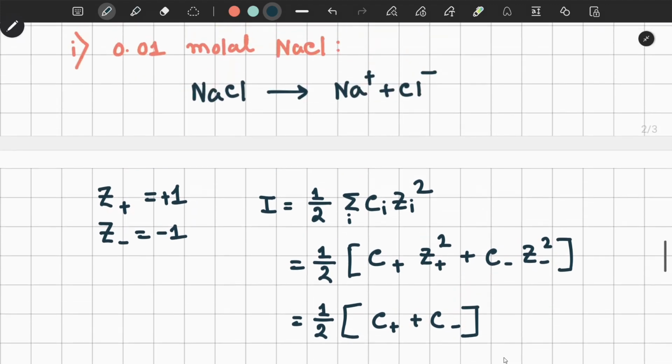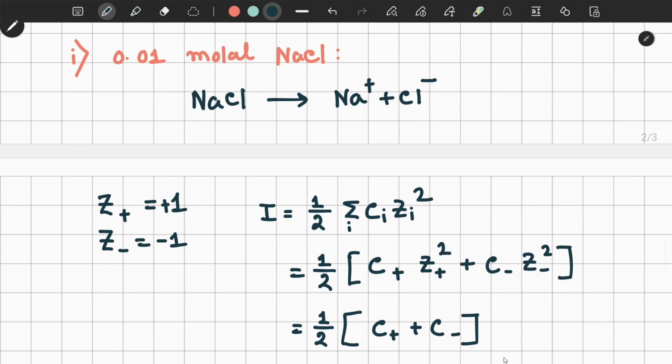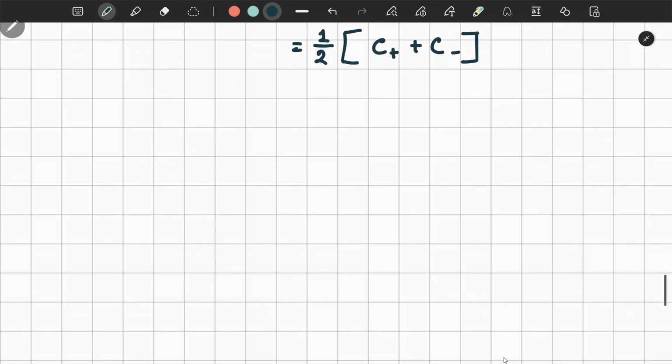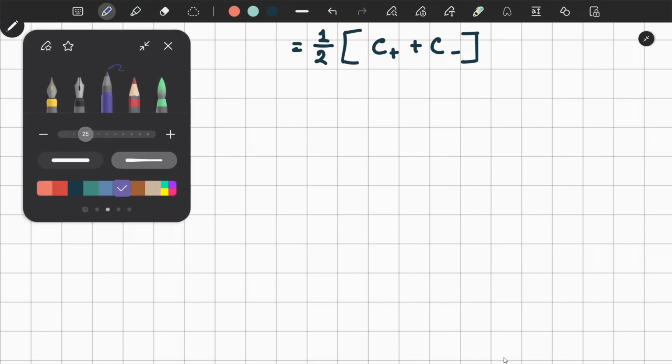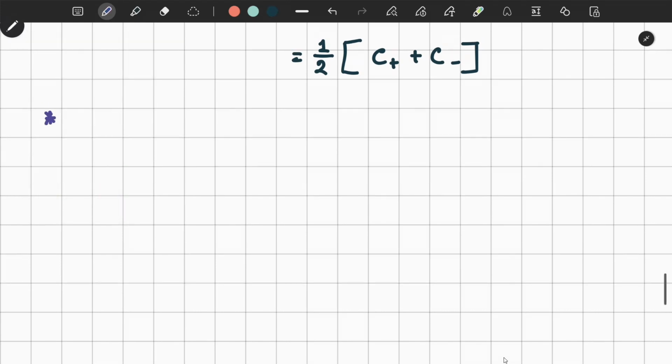Now, let's say the concentration of NaCl is X. As it dissolves, X number of Na plus ions will be generated and X number of Cl minus ions will be generated. And the concentration here is 0.01 molal. What is the difference between molar and molal? Molar is in 1000 ml, the number of moles, and molal is in 1000 gram, the number of moles.